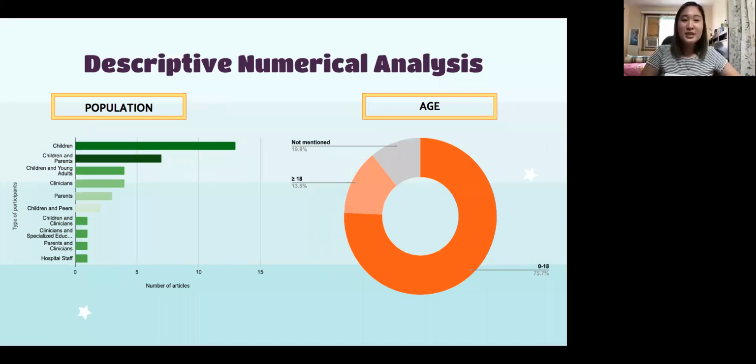For the population, it varied from children with their parents, children and young adults, clinicians, parents, children with their peers, and so on. We also had most of our articles with the population aging from 0 to 18 years old. And we had a small percentage of older youth. The reason why is because we have included both articles that had children and young adults. And also why we have included it is because the results pertaining to the children provided novel perspective to our objectives.